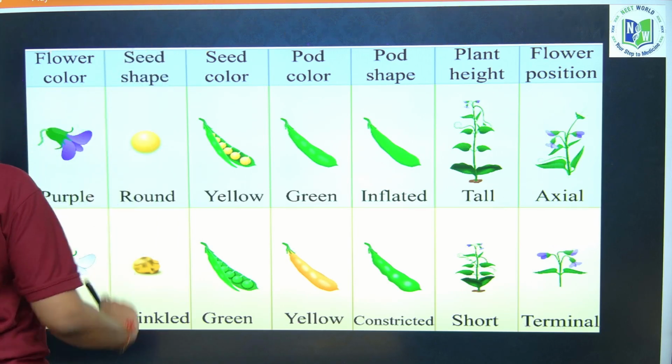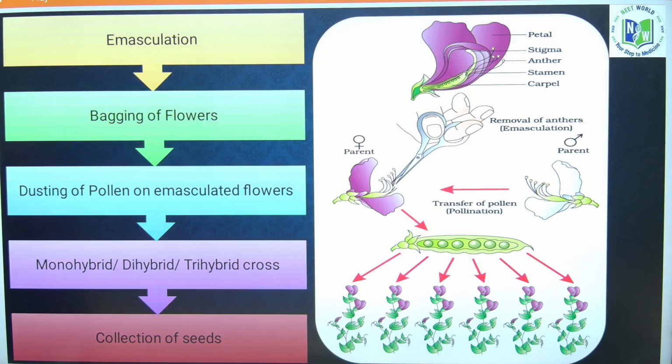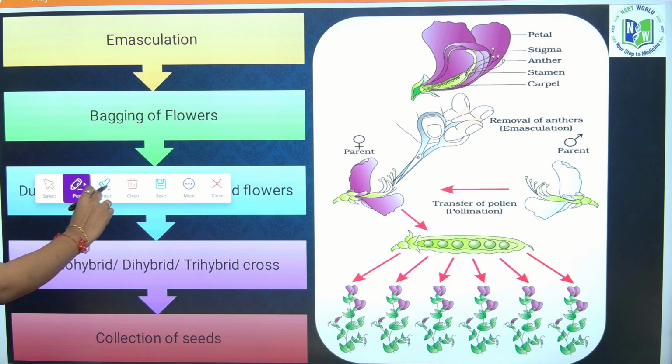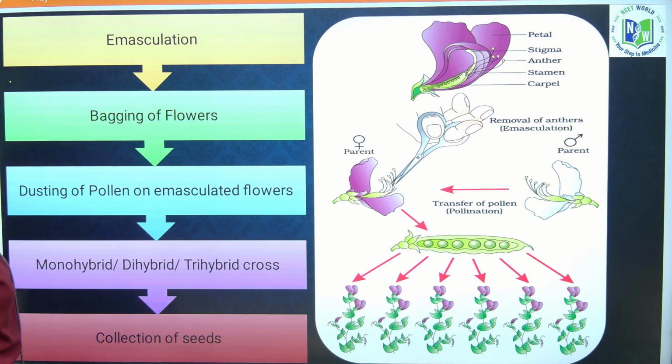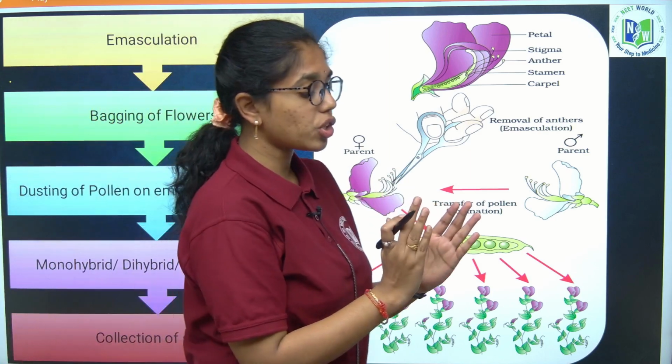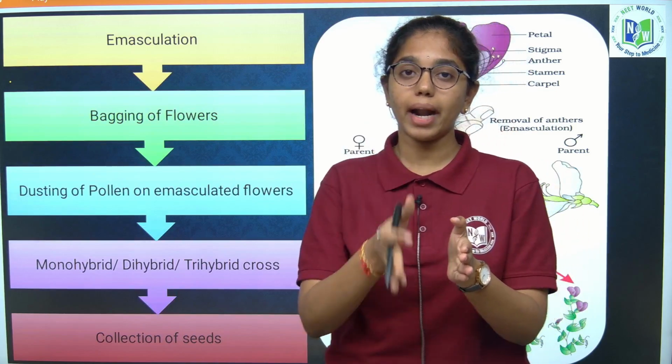Next. How did Mendel conduct the hybridization experiments? We have already discussed, no? Pea plant has what type of flowers, unisexual or bisexual? Bisexual flower. Bisexual flower means it has both androecium and gynoecium.